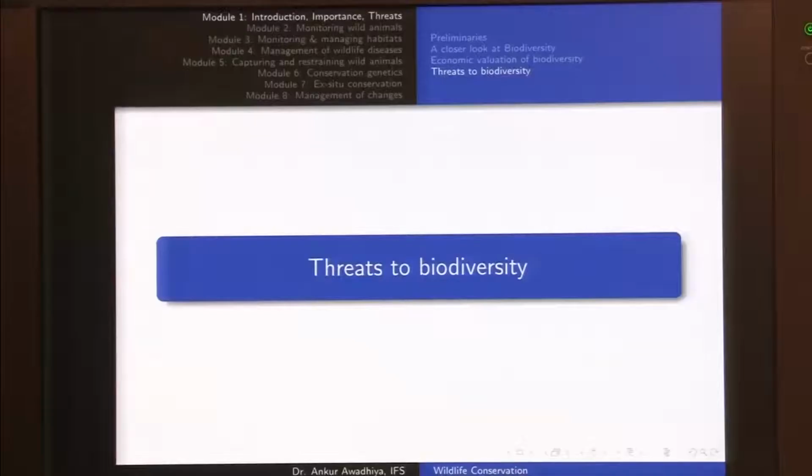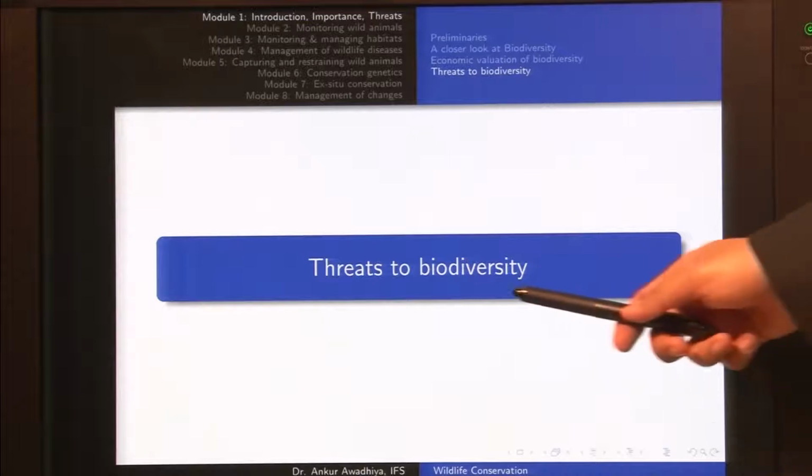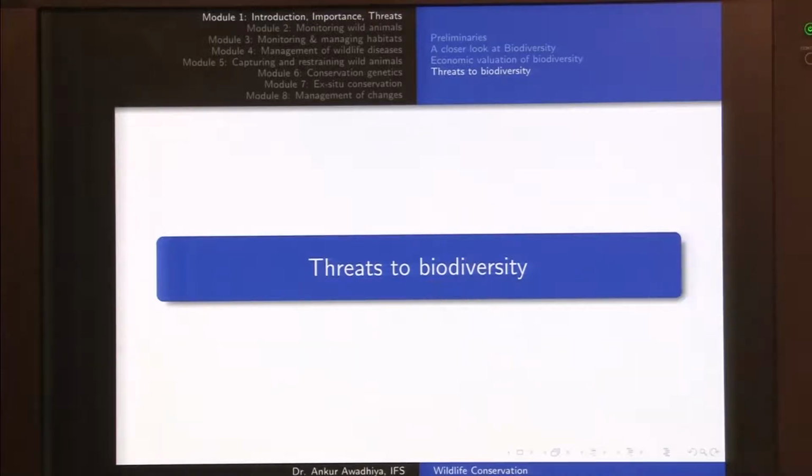Namaste. Now that we know what biodiversity is, what its importance is, and how we put a rupee or a dollar value to it, let us now have a look at the threats to biodiversity. Before beginning, let us ask the question: is our biodiversity actually under threat? Or, in other words, are we losing any number of species? If so, can we put a numerical value to the number of species that we are losing every year?